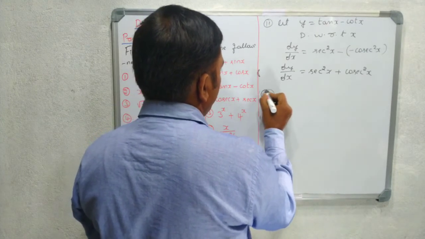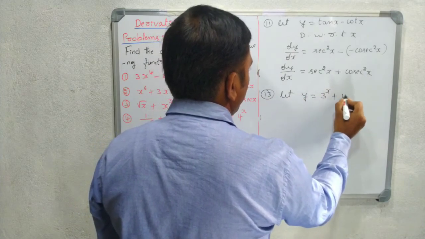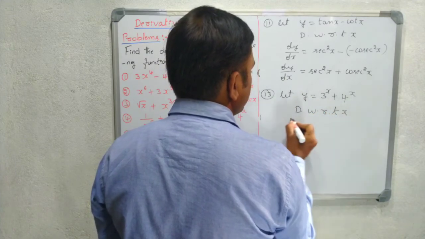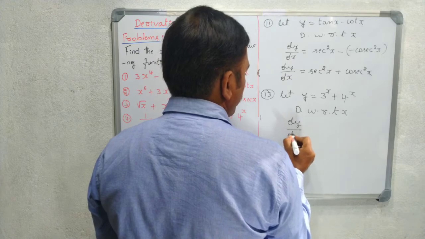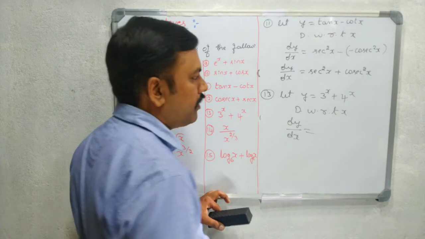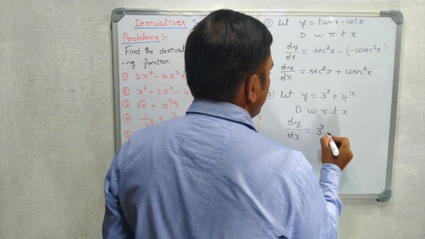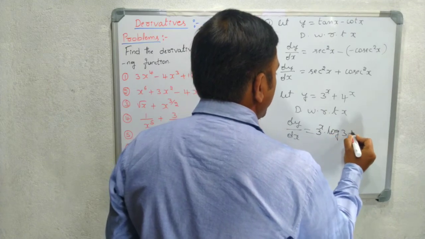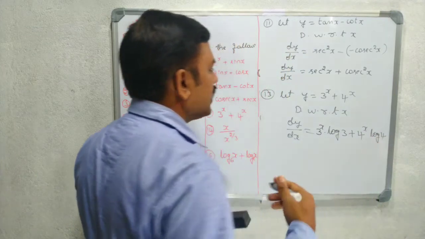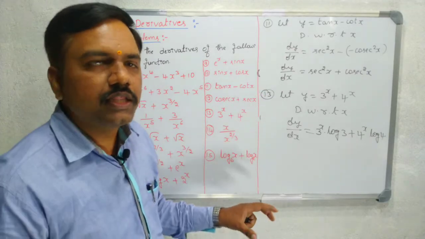The 13th one problem is let y is equal to 3 power x plus 4 power x. Differentiate with respect to x. That gives dy by dx is equal to, so you all know about it in the form of a power x. So a power x differentiation is a power x into log n. So 3 power x differentiation is 3 power x into log 3 plus 4 power x into log 4 is the answer. Is it clear? Okay.